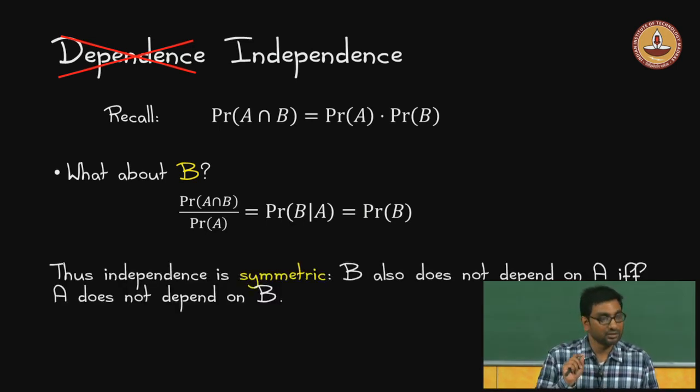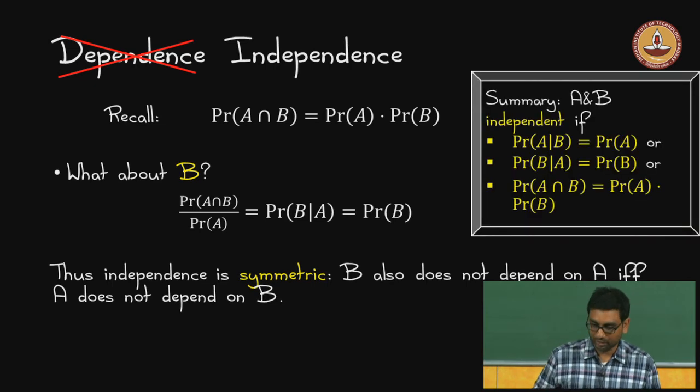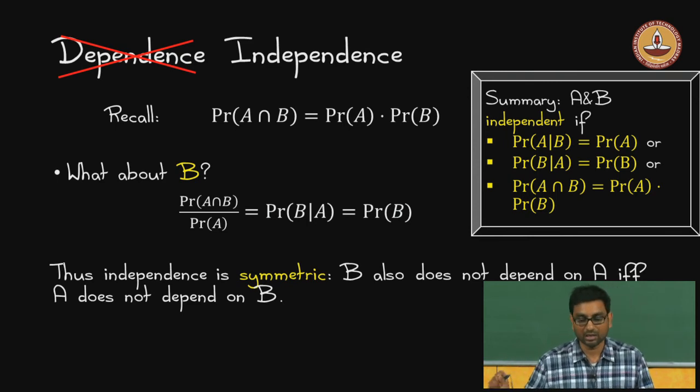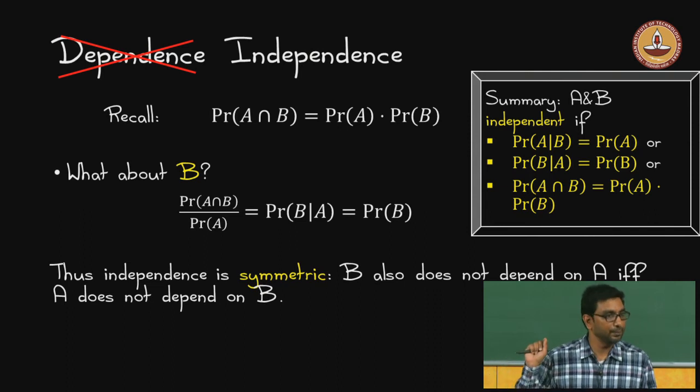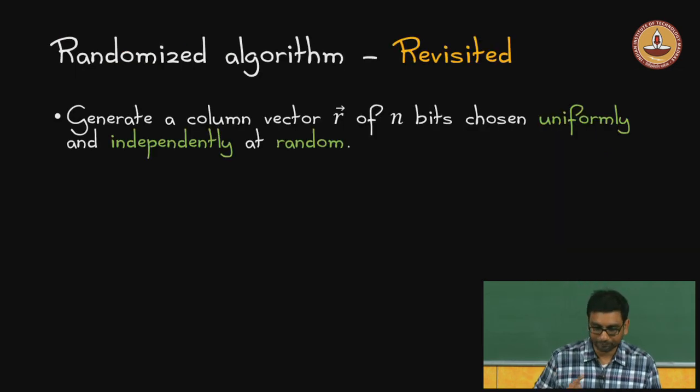Thus, independence is symmetric, and B also does not depend on A if and only if A does not depend on B. So, to summarize, A and B are independent if probability of A given B equals probability of A, probability of B given A equals probability of B, and probability of A intersection B equals probability of A times probability of B. All these are equivalent statements. Any questions on the notion of independence?